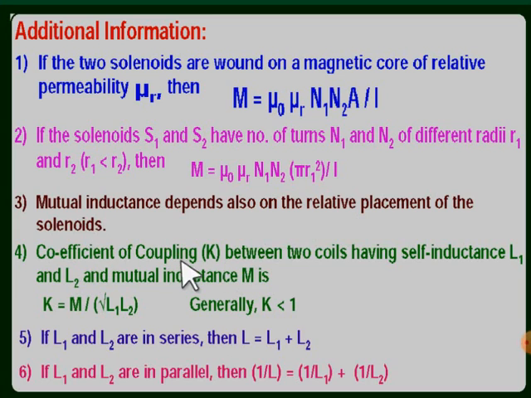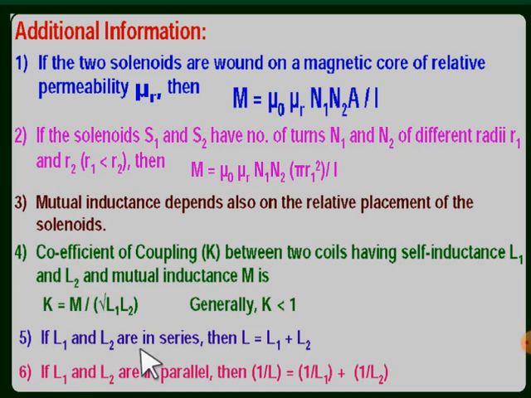The coefficient of coupling K between two coils having self-inductances L1 and L2 and mutual inductance M is what? K will be equal to M divided by the square root of L1 L2, where L1 and L2 are the self-inductances of those two individual solenoids. Generally K is less than 1. What is this K? This is what we call the coefficient of coupling.